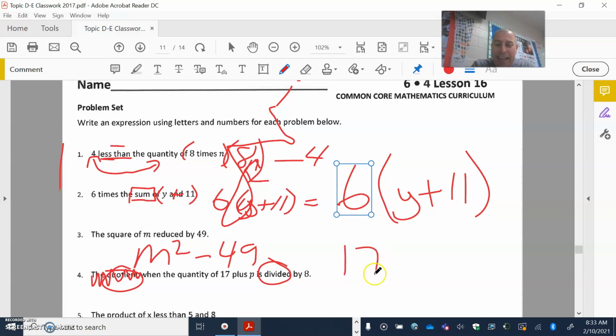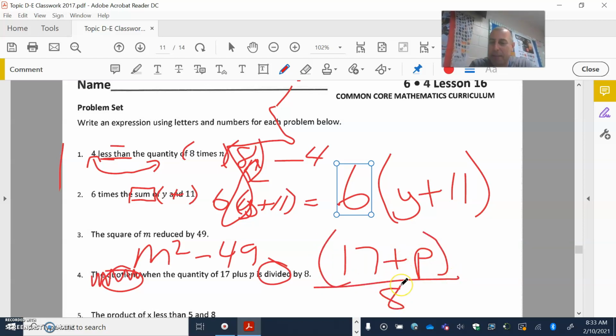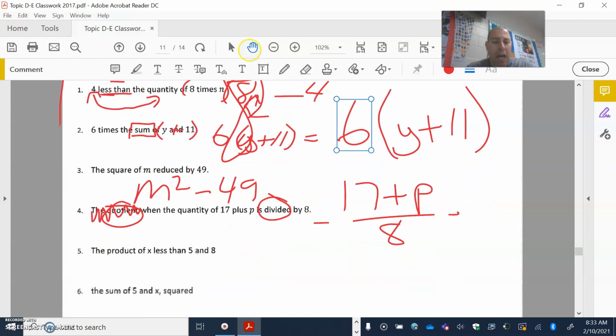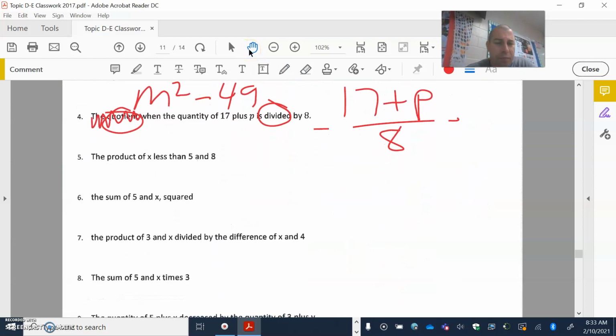So the idea is, 17 plus p is being wrapped in parentheses. Remember, fraction bar, we're dividing by an 8. Remember, though, your fraction bar comes fully installed with your parentheses, so technically we don't need it, and we could just say 17 plus p divided by 8. Again, just a little vocabulary to be aware of. Try question 5 and try question 6. Hit that pause button.